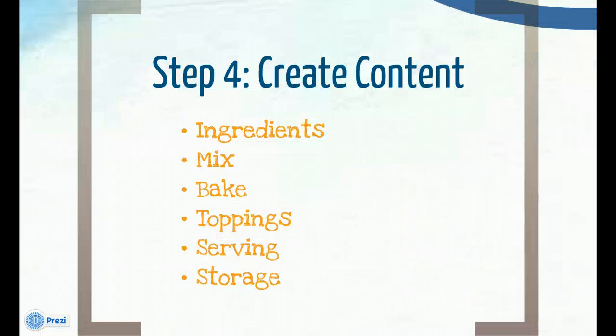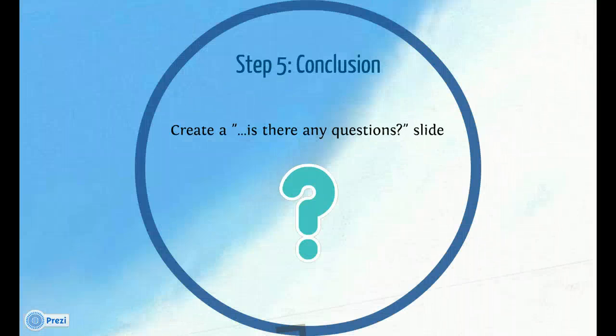Step 4, create the content. This is about creating a German chocolate cake is the example I'm using. So the content for mine would be ingredients, how to mix them, how to bake them, the toppings, how to serve, and how to store that German chocolate cake, ways I can store it. Then you always have at the end of the presentation a conclusion slide that asks, is there any questions?